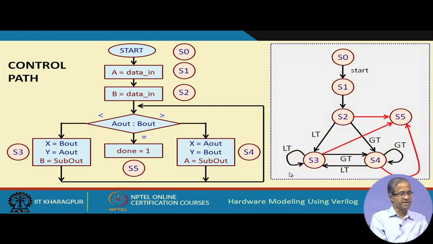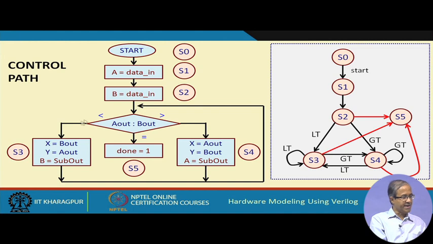So, in terms of the state transitions, we can depict this like this, starting from S0. Whenever start is activated, we go to S1, then to S2. From S2, depending on the condition, there are 3 conditions. If it is less than, we go to state S3, if it is greater than, to S4, if it is equal, you see these red arrows indicate the equal to conditions, it goes to S5. Similarly, when you are in S3, after S3 you again go back, like this.